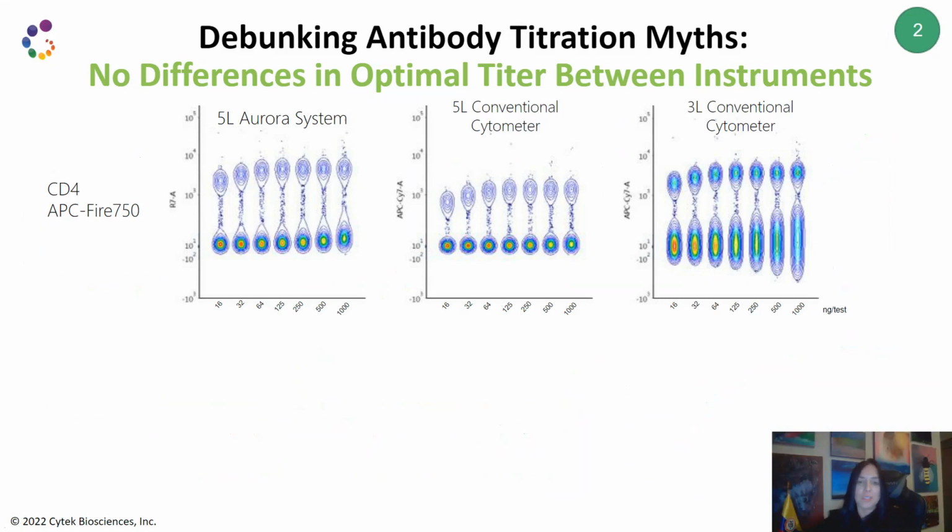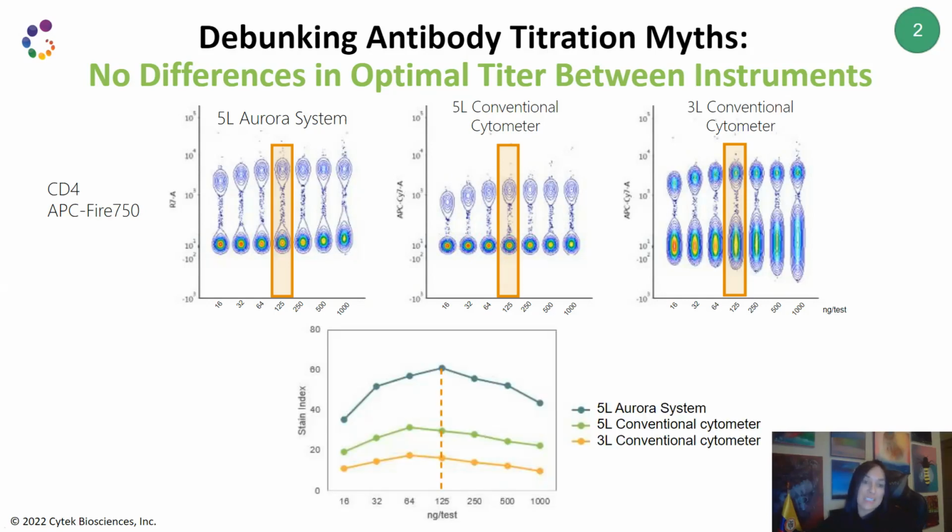A few more examples. This is done in mouse samples, and now comparing an Aurora system and 2 conventional ones, different configurations. And this is for CD4 APC Fire 750. So what we are seeing is the full picture of those titrations done on different instruments. We see changes in intensity, changes in separation, changes in the background for the negatives. But let's look at the data and the stain index.